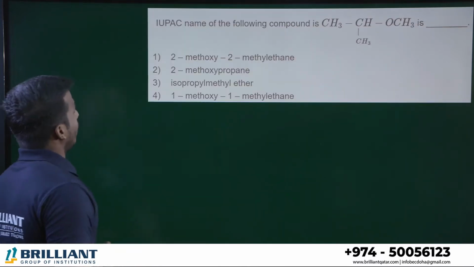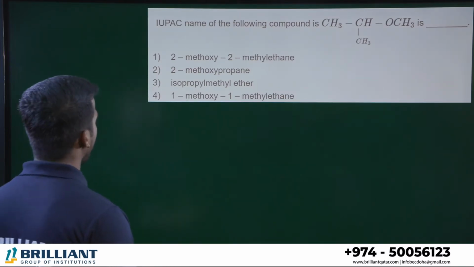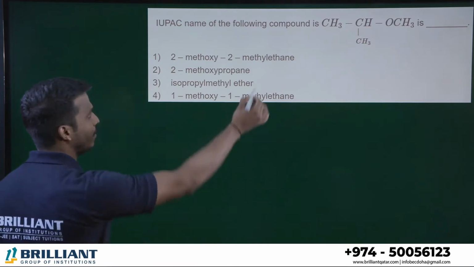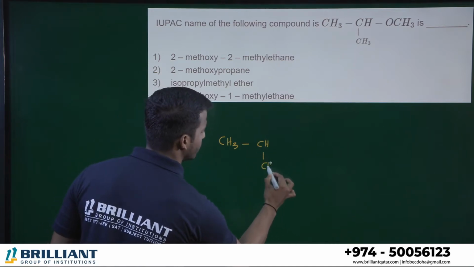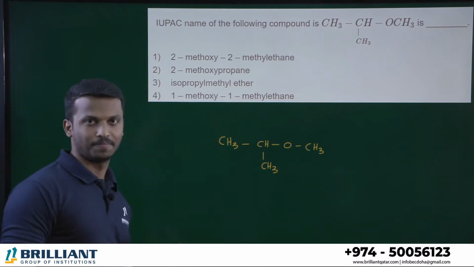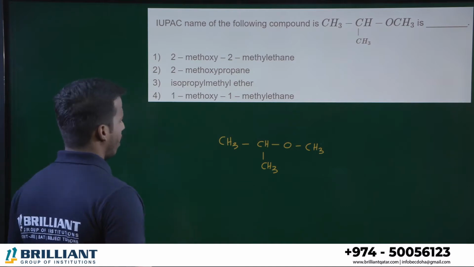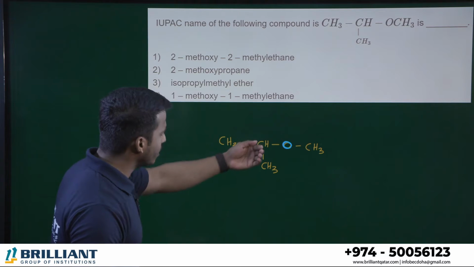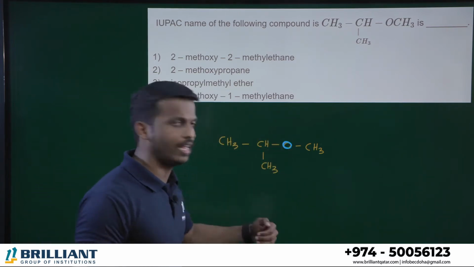Right. Next, again IUPAC naming, let's discuss here. What is the IUPAC name of the given compound? Let me just read out the structure: CH3, CH, CH3 and we have OCH3. It's nothing but an ether. How to name an ether? So simple. Here we have, can you see this oxygen atom? Left side you can see there are a total of 3 carbon atoms and right side only 1 carbon atom.